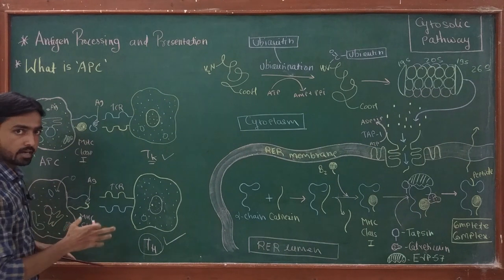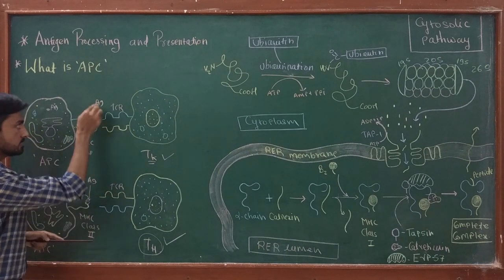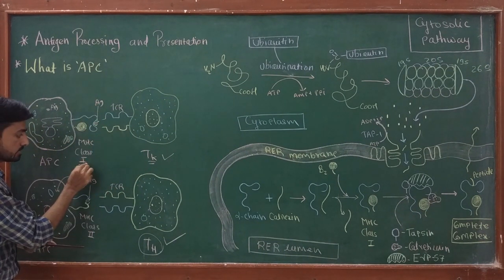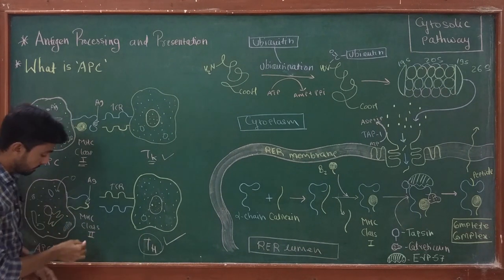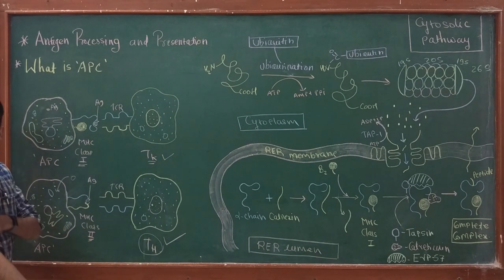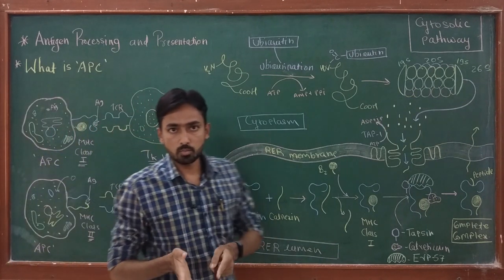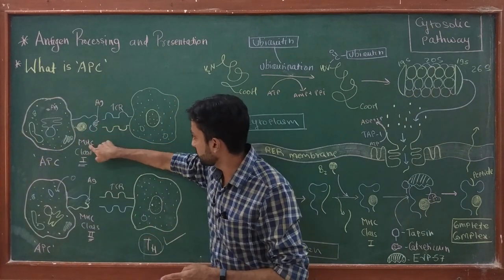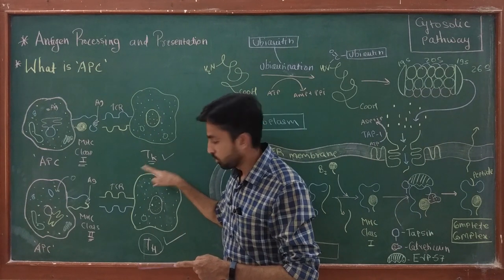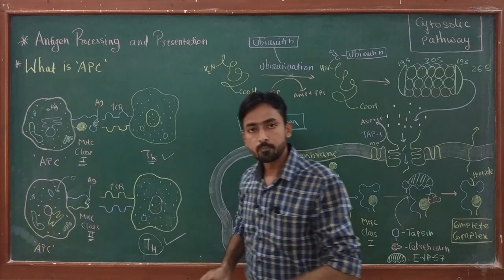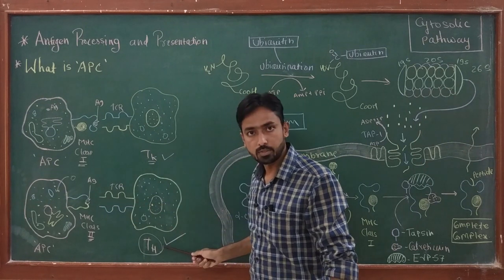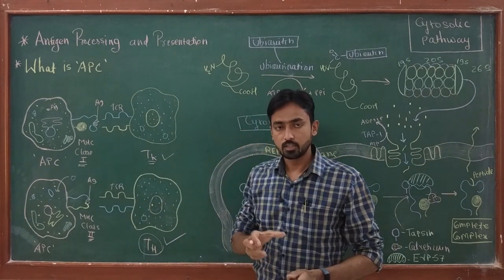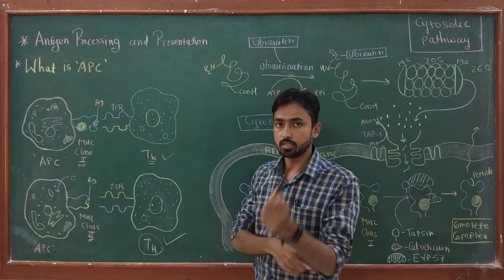You have to remember that the T killer cell recognizes antigen on the MHC class 1 molecule, while the T helper cell recognizes antigen on the MHC class 2 molecule. MHC class 1 presents the processed antigen to the T killer cell, while MHC class 2 presents the processed antigenic peptide to the T helper cell. There is a trick to remember this combination.